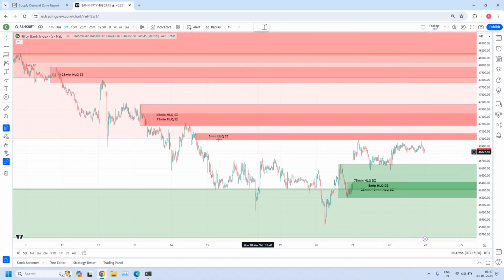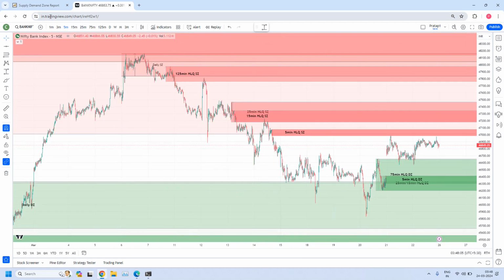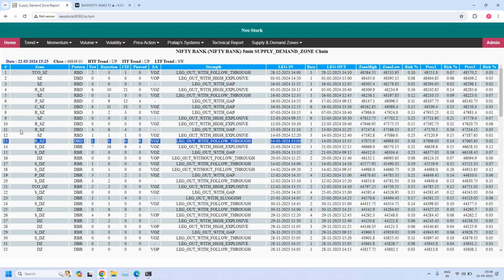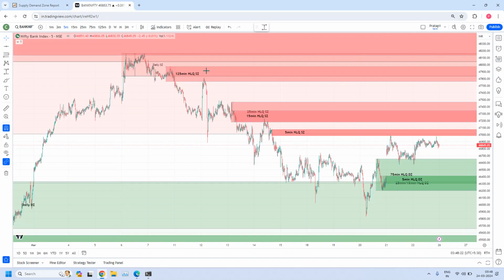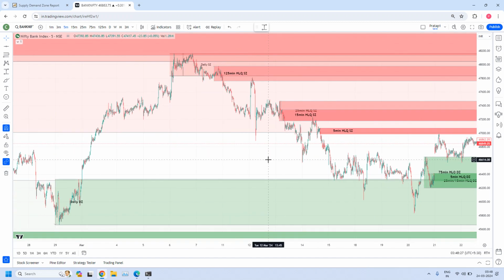Immediately available in case it violates. Above we have 15 minutes and 25 minute zones which are overlapped zones. But for 5 minutes, what is the immediate next one? Let us see. At the 11th, we have already tested 4 times, with 6 rejections from this zone. This is on 13.3, 11.10, 2 base candles. 13.3 at 11.10. Here, somewhere here.